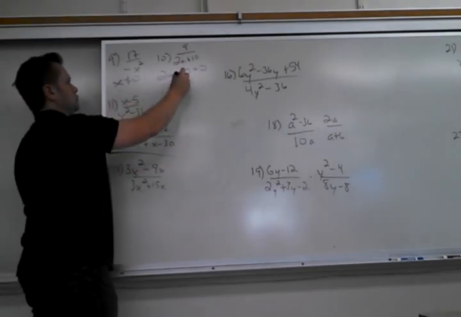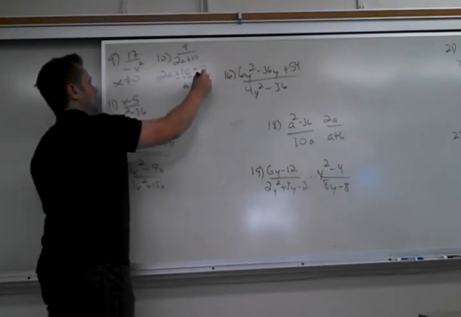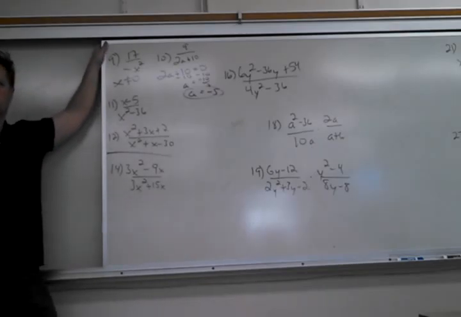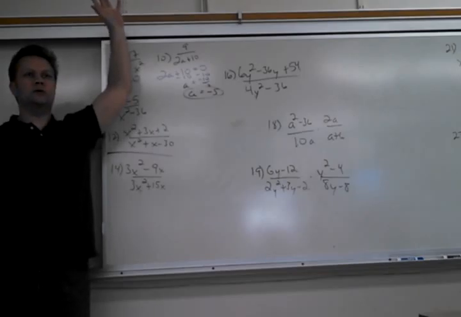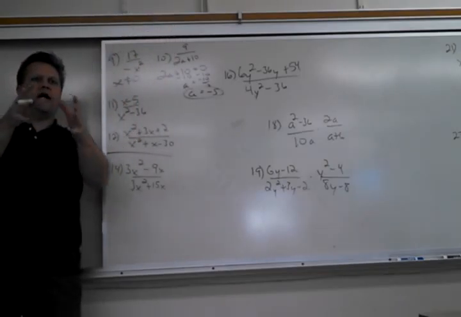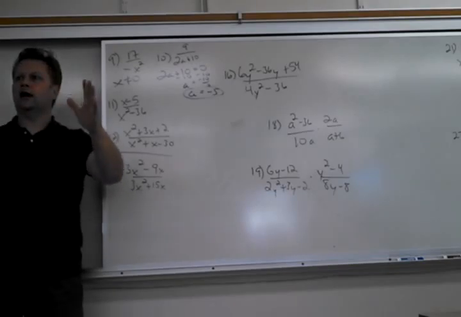How do you solve the equation? Subtract 10, divide by 2, right? So you get negative 5. If a was negative 5, that would be negative 10 plus 10. The bottom would be 0. The thing would freak out. So try to identify what values of the variable will make this thing freak out.